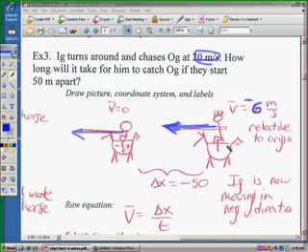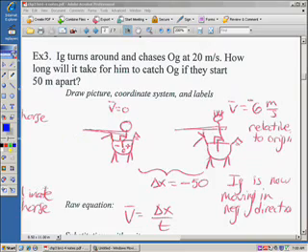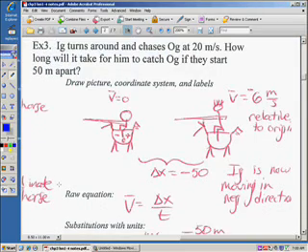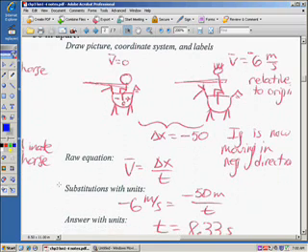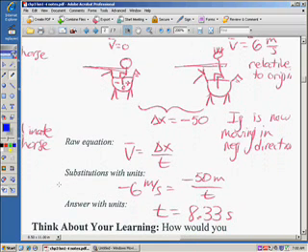Ig starts off 50 meters away. We want him to get right up to the origin. So the change in distance between the two horses is 50 meters. And Ig is going to the left, and so it's a negative 50 displacement. Put these numbers into our equation. And we get 8.33 meters. I'm sorry, seconds.